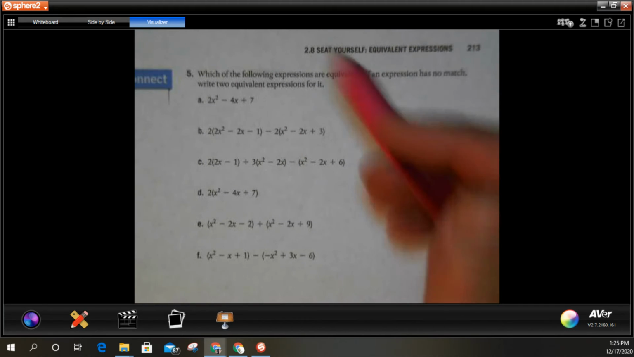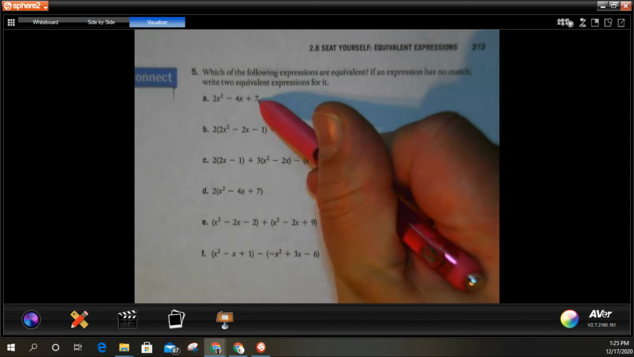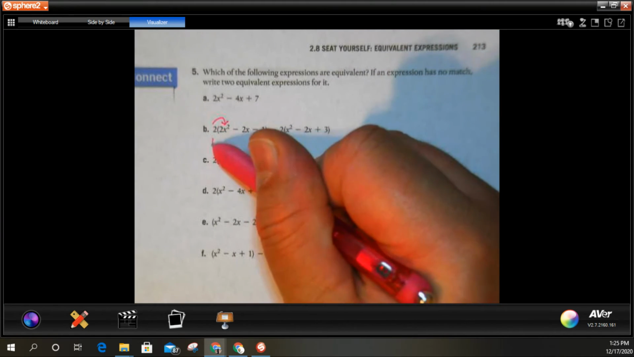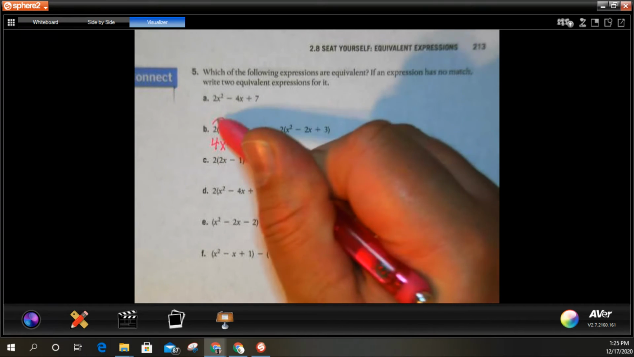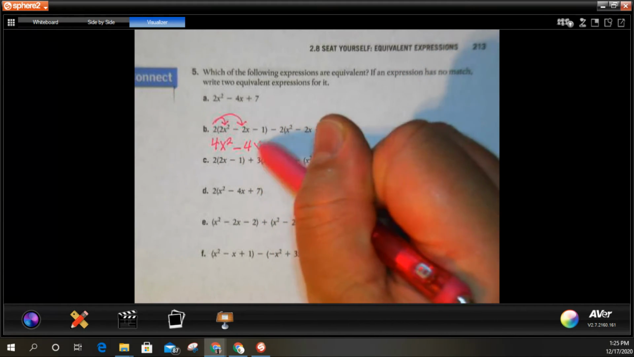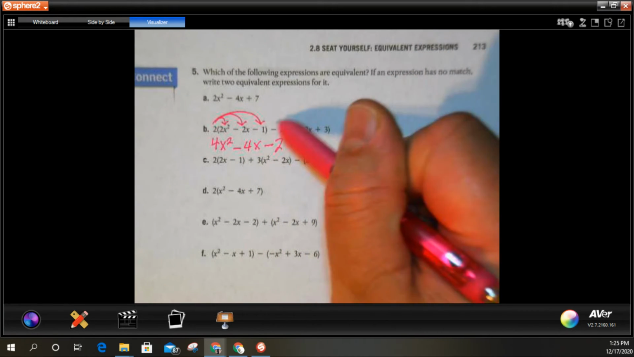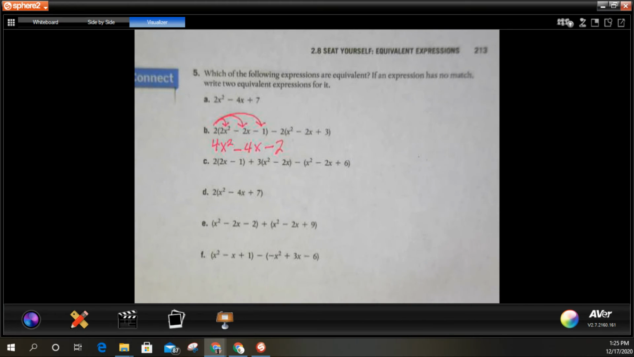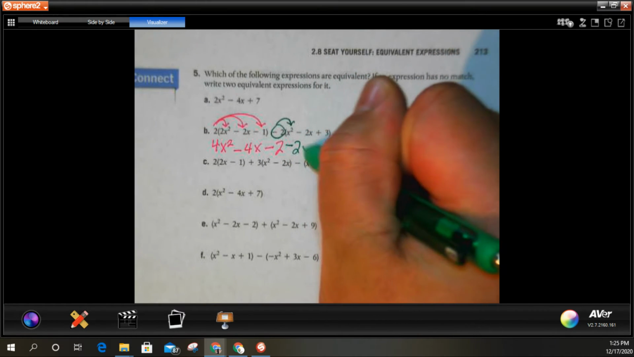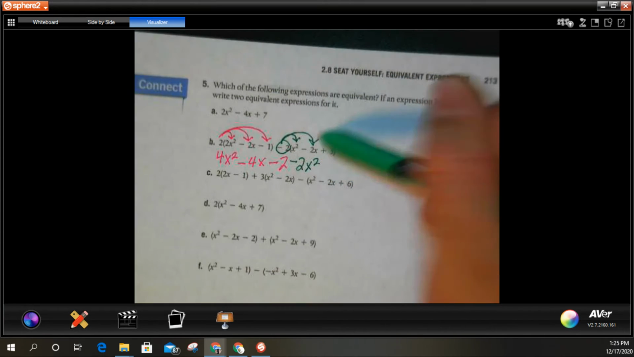Negative 2 times x squared is negative 2x squared. Negative 2 times negative 2x is positive 4x. Negative 2 times positive 3 is negative 6. Combine like terms. Let's see, nothing combined there. I get 4x squared, minus 4x and plus 4x cancel out.